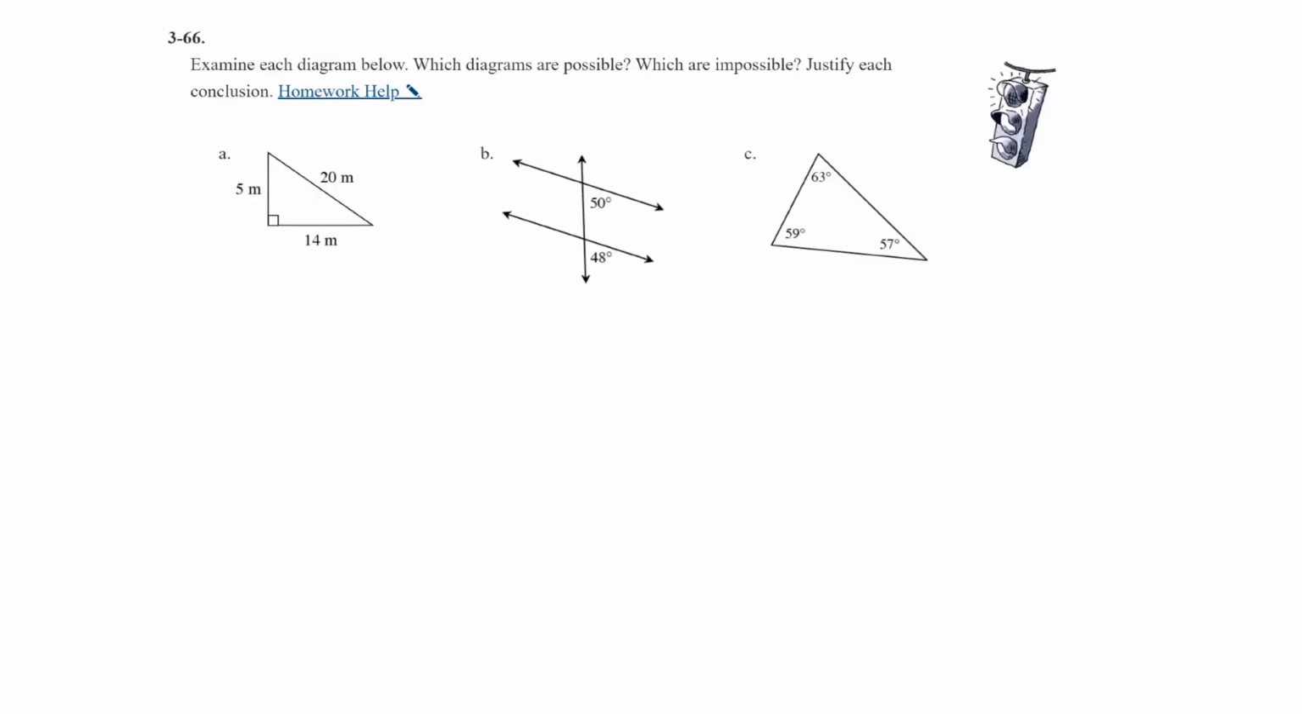Question 66. Examine each diagram below. Which diagrams are possible? Which are impossible? Justify your conclusion. So in Part A, we have a right triangle. So if this is possible, then we should be able to use Pythagorean theorem and state that 5 squared plus 14 squared should be equal to 20 squared. So 5 squared is 25, 14 squared is 196, and 20 squared is 400. So you can see if you add 196 and 25, that's not even close to 400. So we get 221 is not equal to 400. So this is impossible.